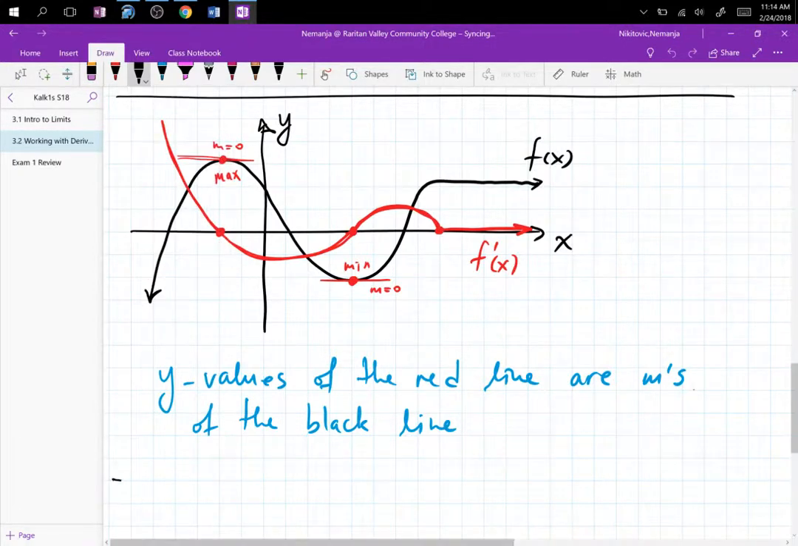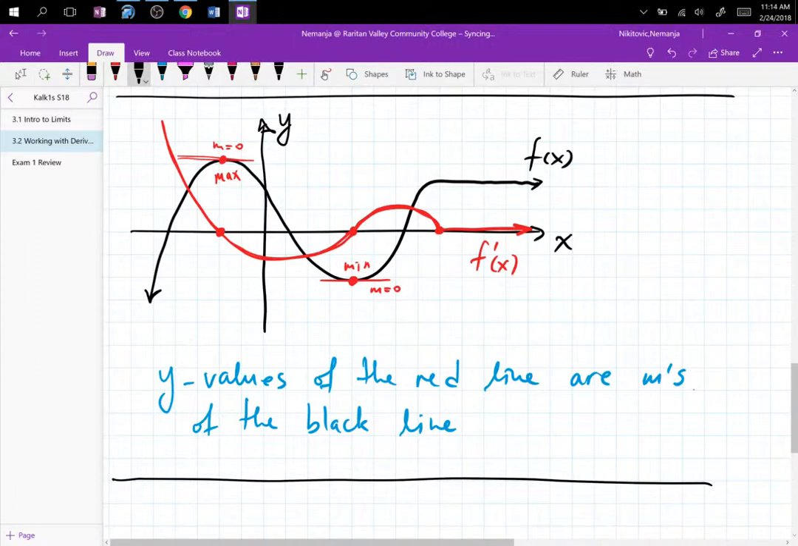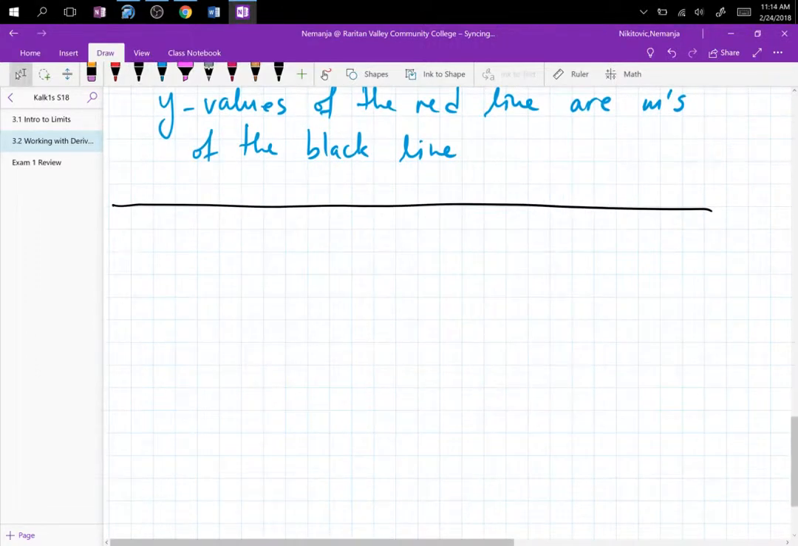The next situation, I'll write the sentence first. Derivatives preserve locations of vertical asymptotes.